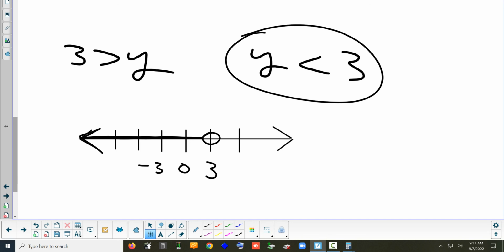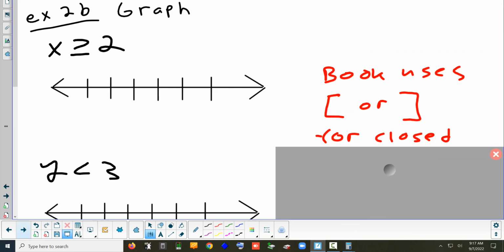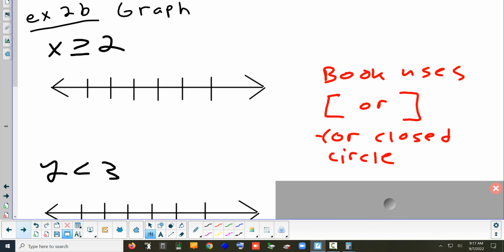Okay. So open circle, closed circle. That's one way to graph something on a number line. Another way we can do it, and you're going to see this pop up in our book, is instead of a closed circle, you might see a bracket. It means the same thing. You can use a bracket in place of a closed circle. I'm going to do the same problem we just did, but now I'm going to do it as a bracket.